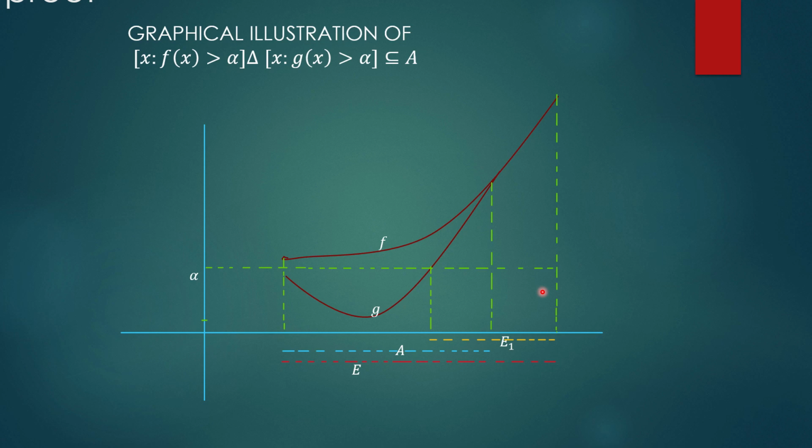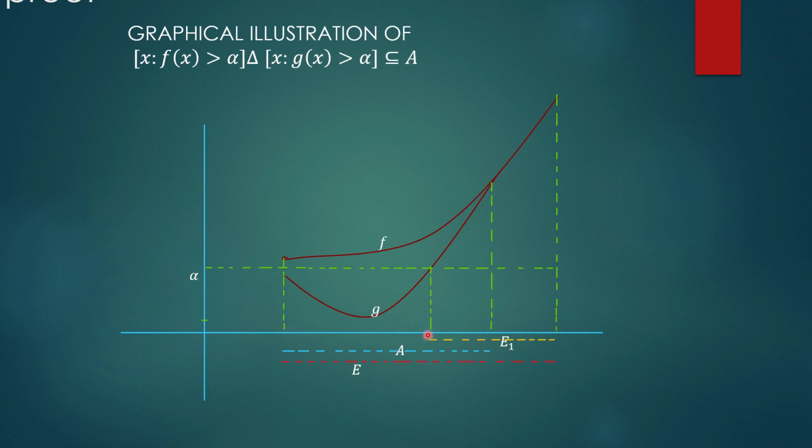So now we have two sets: x such that f of x is greater than alpha, that is E, and x such that g of x is greater than alpha, that is E1. What is the symmetric difference of these two sets? E difference E1 will be this much, because E is this much, and you remove E1, then the remaining set is this much. What about E1 difference E? In this special example, E1 is a subset of E. Therefore, E1 difference E is empty. So the symmetric difference of the two sets is precisely this set from here to here.